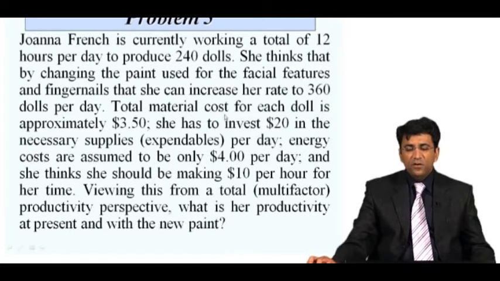Then total material cost for each doll is approximately $3.5. One unit material cost is $3.5. She has to invest $20 in the necessary supplies per day. Now this is the supplies cost and this is a per day cost. Energy costs are assumed to be only $4 per day. So again, this is the per day cost, not the per unit cost. And she thinks she should be making $10 per hour for her time.